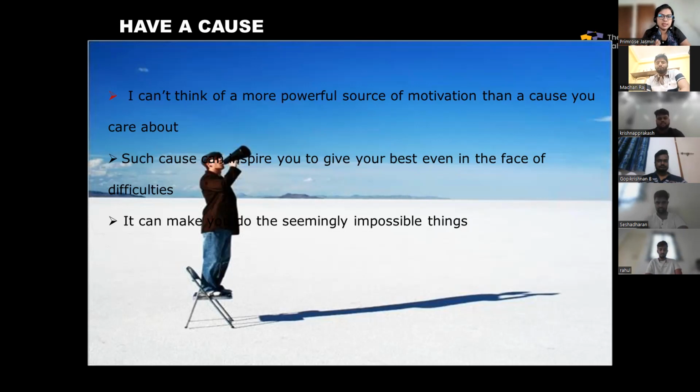But we don't have to necessarily become Gandhijis to have a cause in our life. But do you know what is your purpose in life? My purpose is to be the best network engineer possible and ensure that I finish all the tickets in such a way that there are no escalations. That can be a cause also.